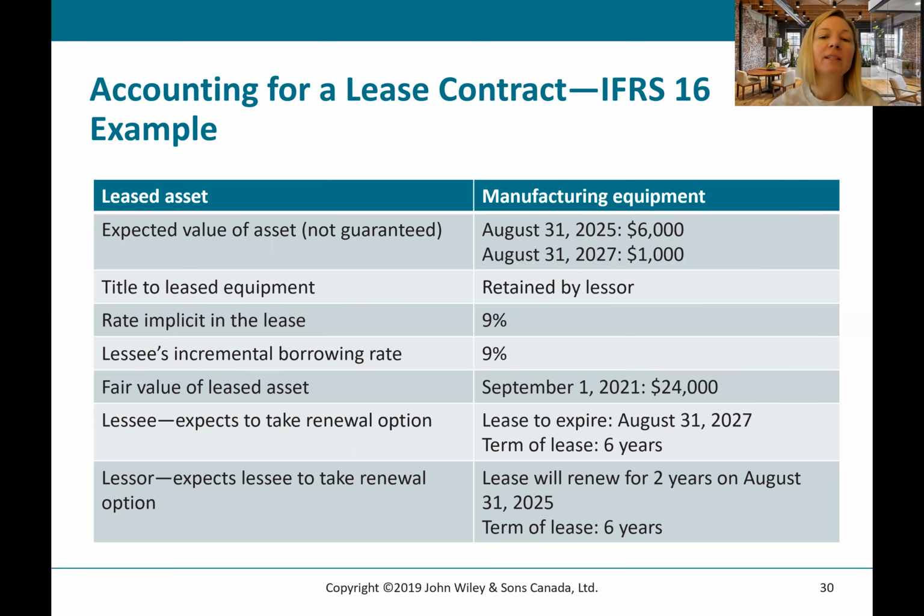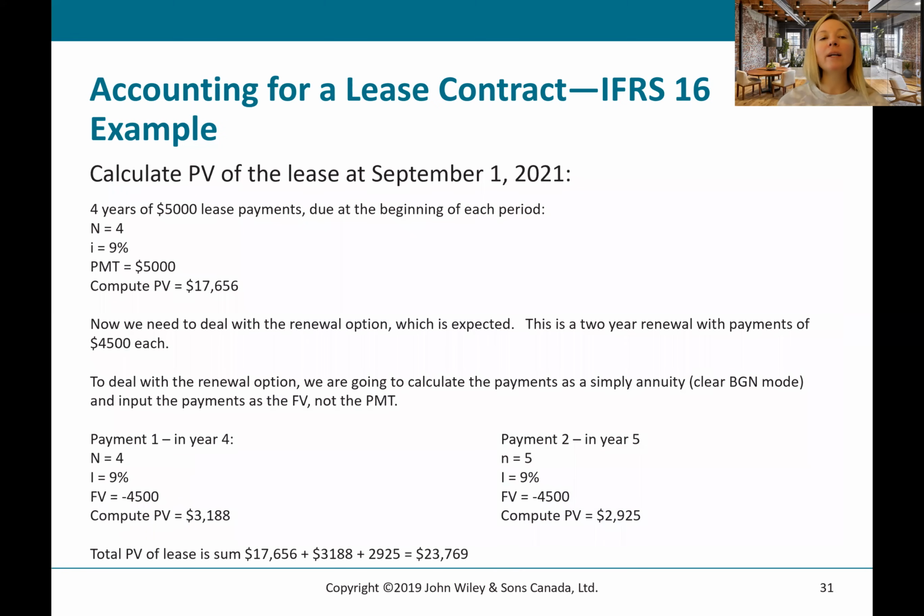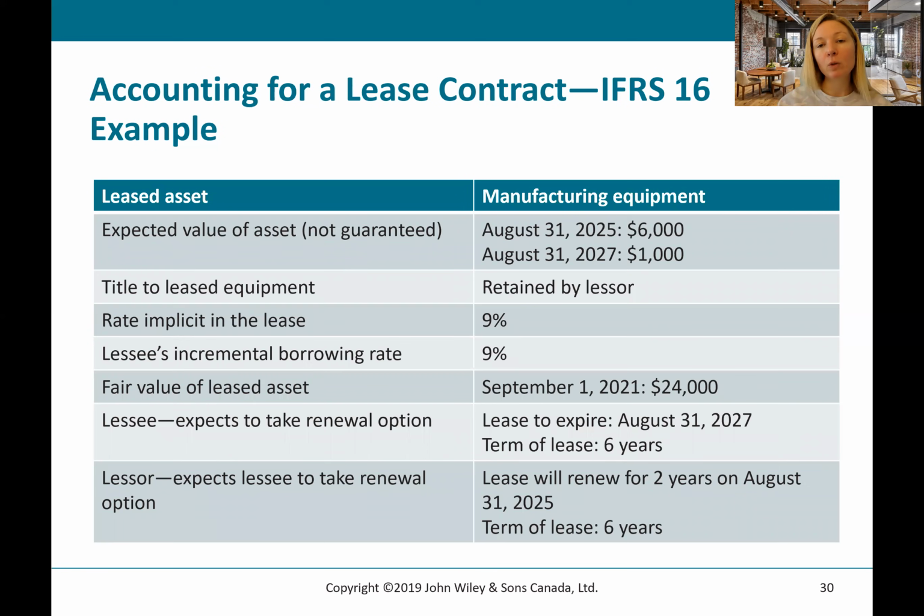The fair value of the leased asset is $24,000, and the lessee expects to take the renewal option, and the lessor expects the lessee to take the renewal option. Okay, so the very first thing we're going to do is calculate the present value of the lease on the inception date. The actual term of the initial lease is only 4 years without the renewal option. So let's just forget about the renewal option right now.